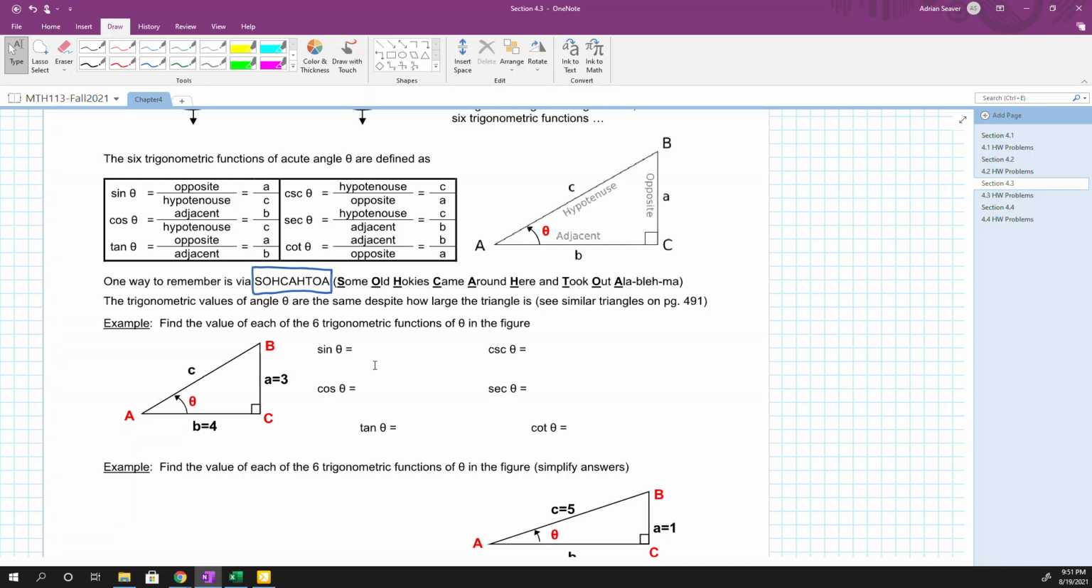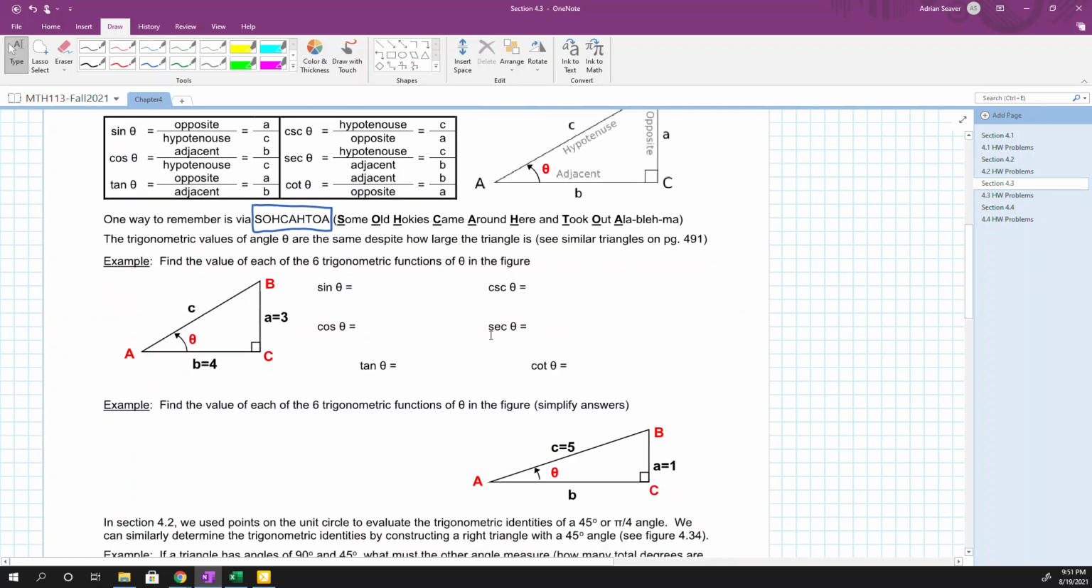So let's use this SOHCAHTOA right triangle definition, and this is going to be used on any right triangle. It doesn't have to be a unit circle or a point on a circle in a coordinate plane. Any triangle that is a right triangle, meaning it has a 90-degree angle, is going to obey this SOHCAHTOA rule for sine, cosine, tangent, etc.